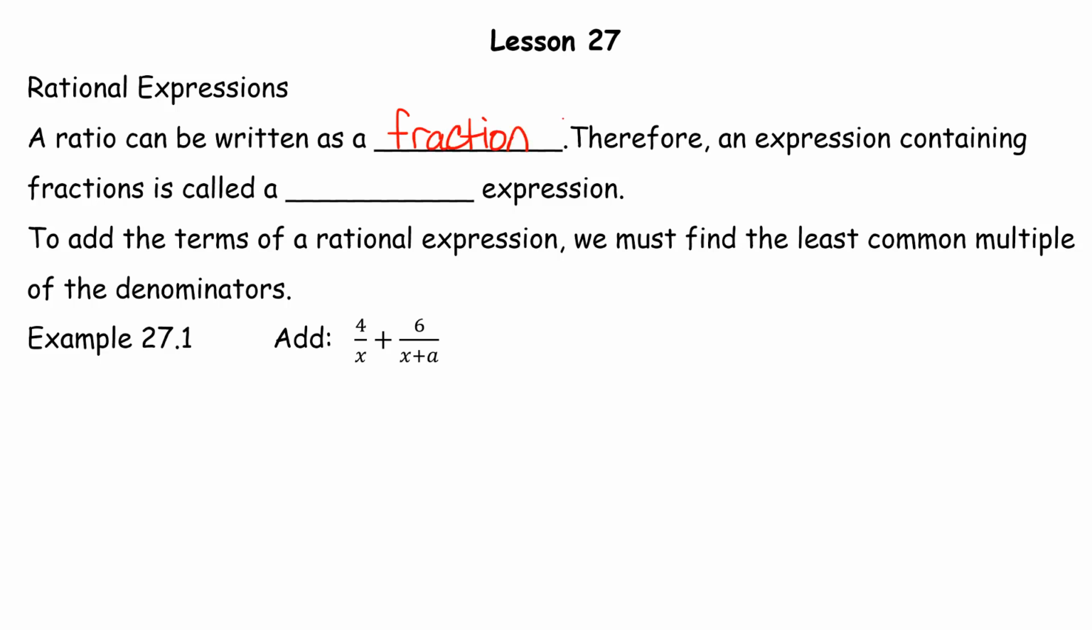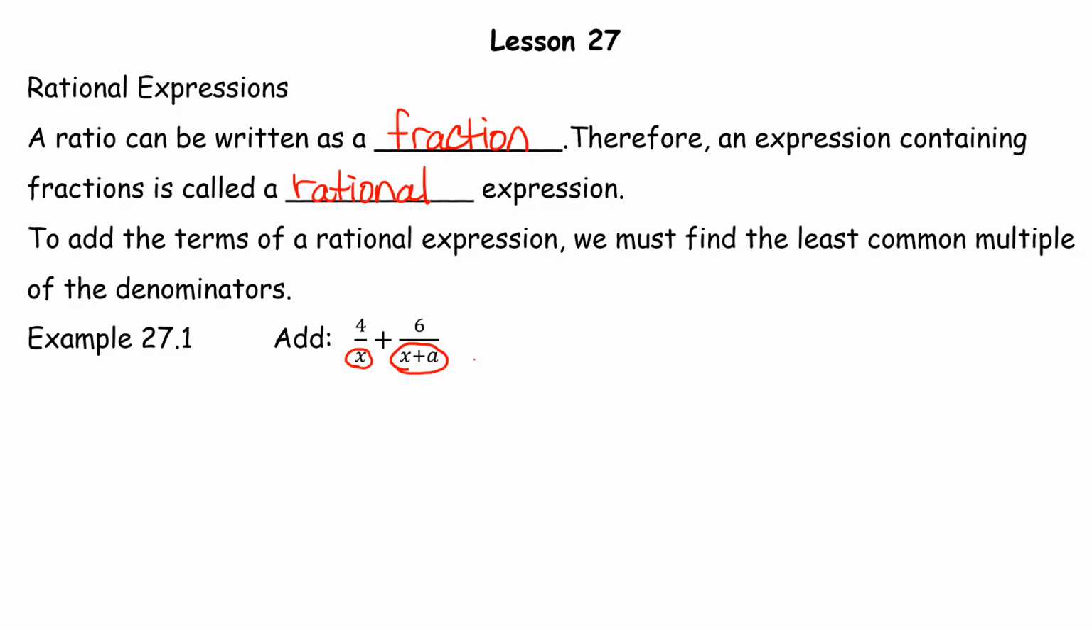Therefore, an expression containing fractions is called a rational expression. To add the terms of a rational expression, we must find the least common multiple of the denominators. All right, so what we have to do is look at what factors we're dealing with in our denominators. So the first denominator has a factor of x. That's it. The second denominator has a factor of x plus a, because x is not a factor, a is not a factor. So the whole denominator is the factor, x plus a.